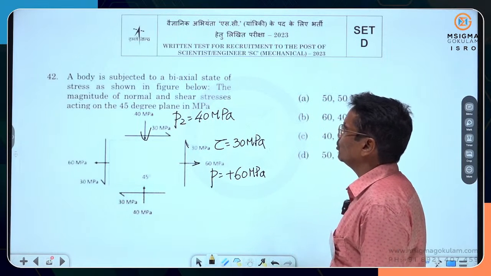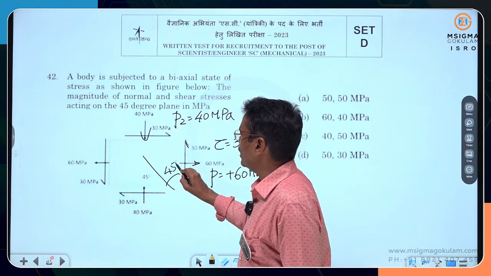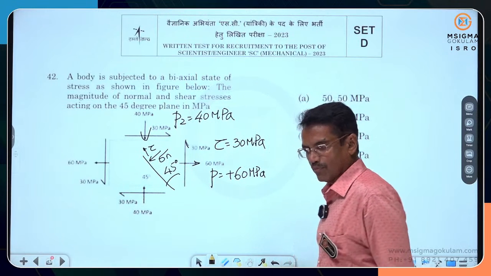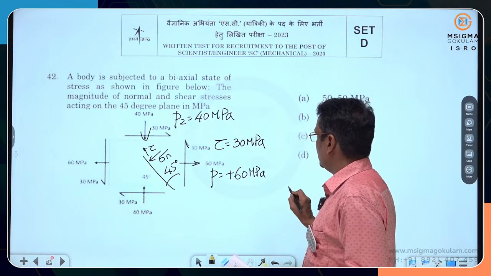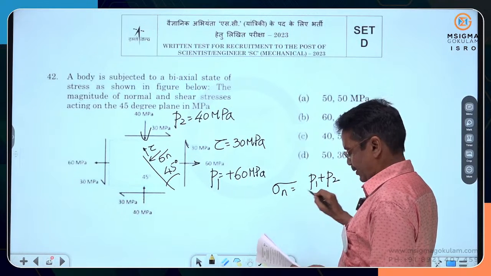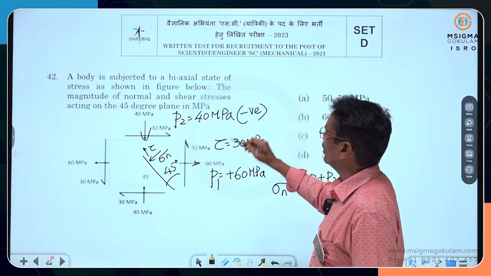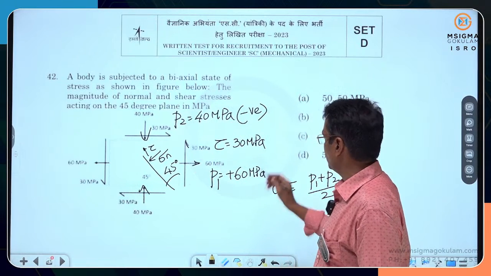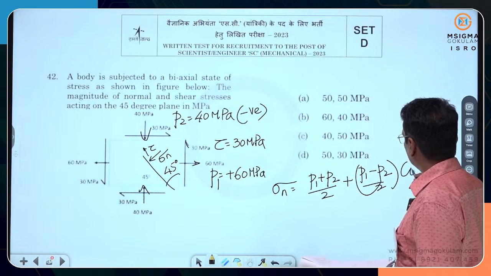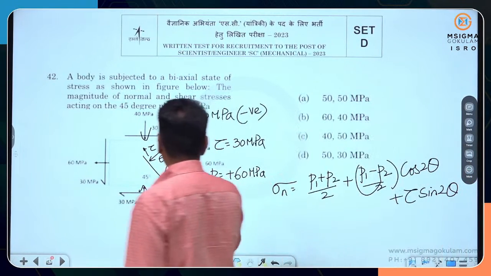Now he is asking to calculate what is the normal and shear stresses acting on the 45 degrees plane. What is the normal stress and what is the shear stress? Normal stress, we have the formula: P1 plus P2 by 2 plus P1 minus P2 by 2 cos 2 theta plus tau sin 2 theta. But P2 is negative, mind that. Why? Because it is compressive, so it is minus 40. P1 is plus 60. This is the normal stress acting on that plane, which is considered at 45 degrees.